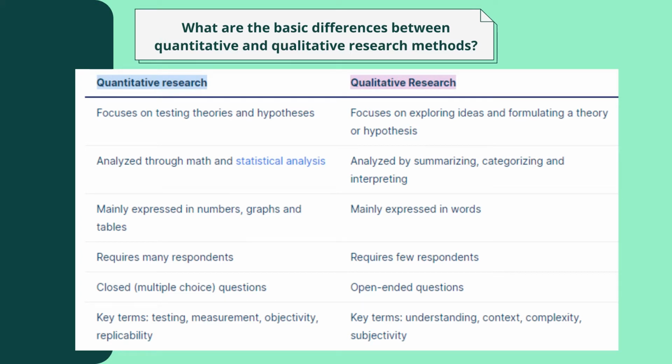Qualitative research differs from quantitative as its focus is on exploring ideas and formulating a theory or hypothesis, analyzed by summarizing, categorizing, and interpreting. Also, it is mainly expressed in words. It requires few respondents. It consists of open-ended questions.